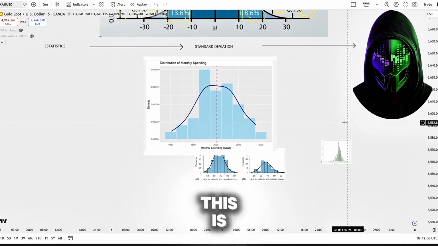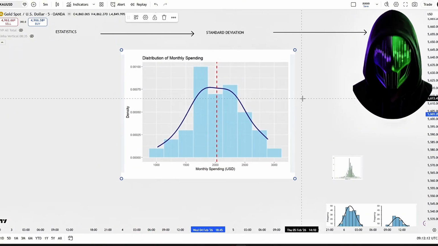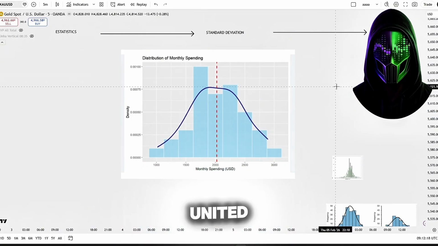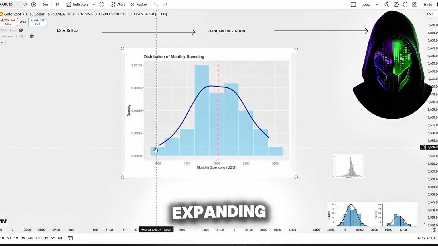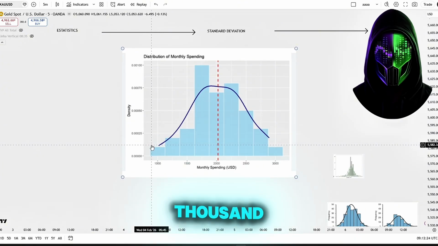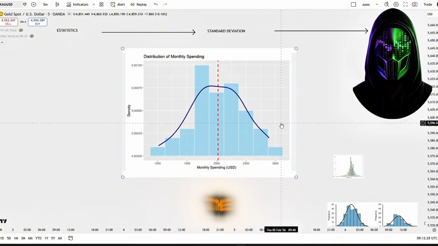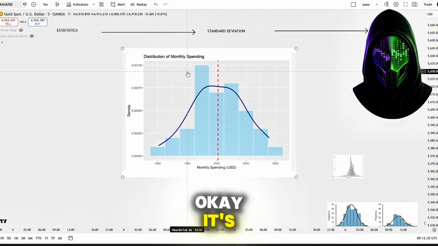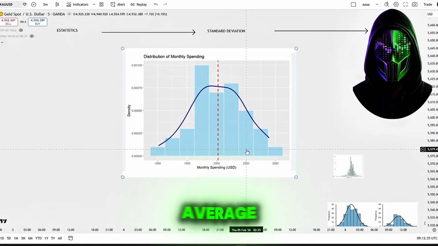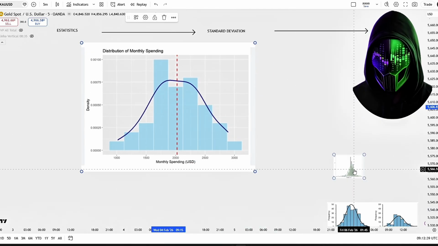This is the distribution of monthly spending in dollars for the average person in the United States. Looking at monthly spending, you see a few people spend less than $1,000 and a few people spend more than $3,000 a month. The average spending is between 1.5 and 2.5. This is the average spending of the country.